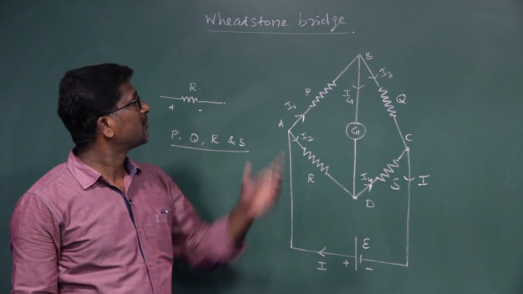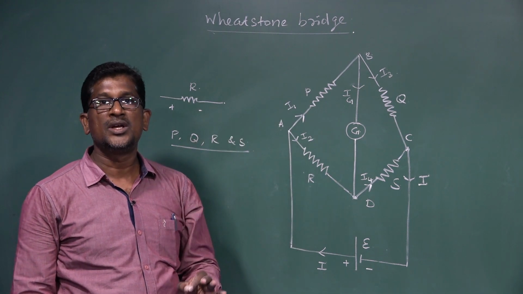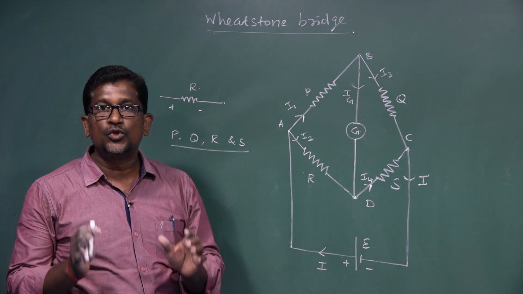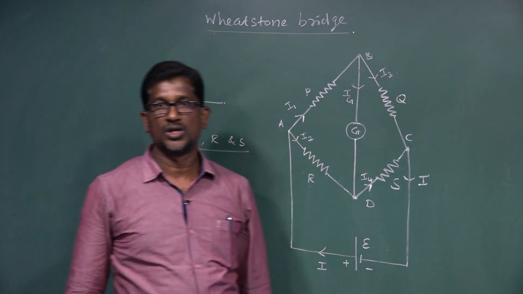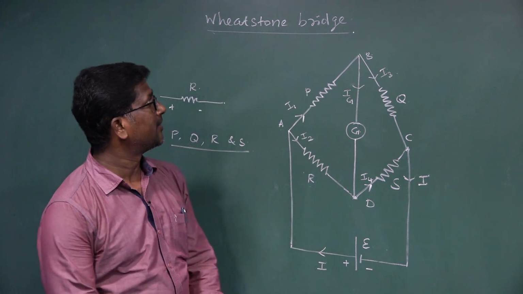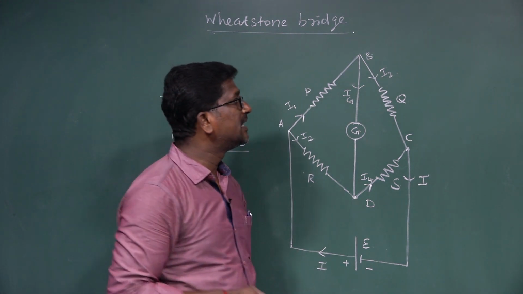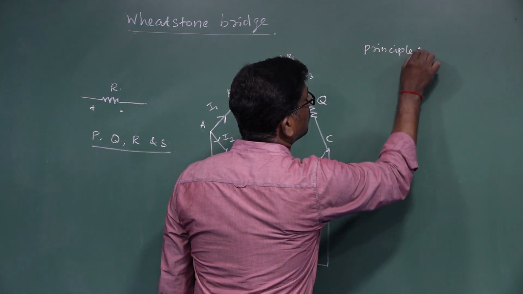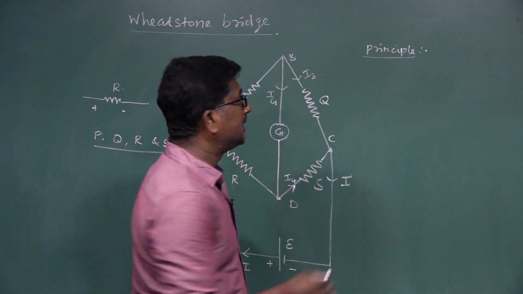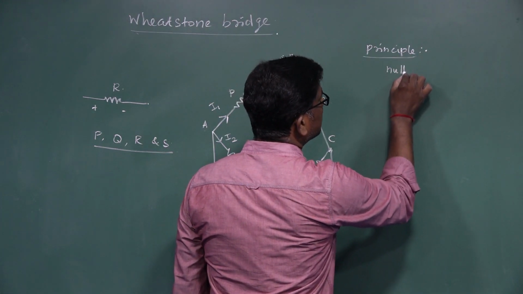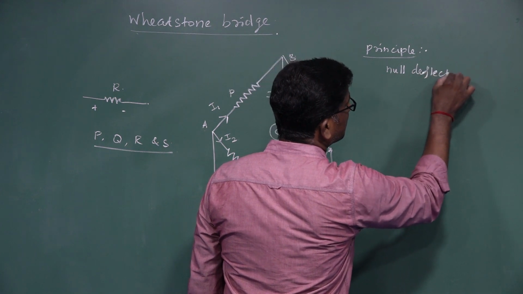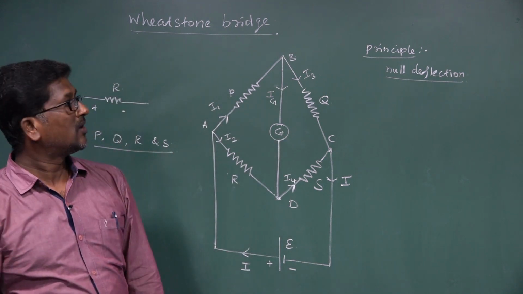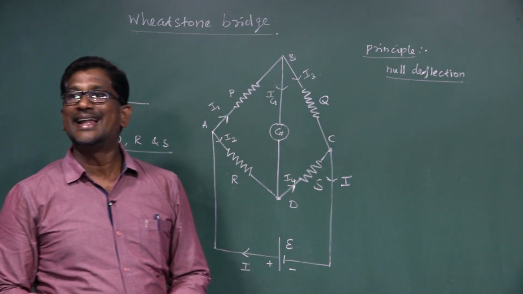As I already told, the Wheatstone bridge is an electrical circuit which is used to compare resistances, and also to find an unknown resistance in an electrical circuit. The working principle of the Wheatstone bridge is null deflection. The working principle of the Wheatstone network is null deflection.